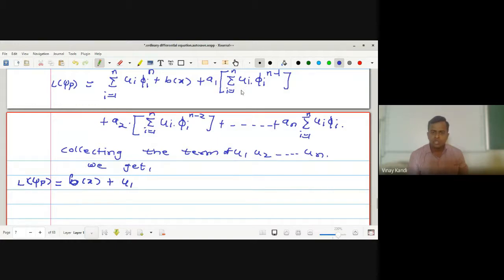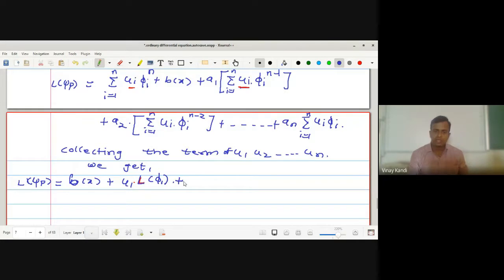You have taken u1 common. Pay attention, from this summation u1 is taken common. Here we get phi 1 raised to n plus a1 phi 1 raised to n minus 1 plus a2 phi 1 raised to n minus 2, up to so on an phi 1. So that is nothing but L of phi 1.